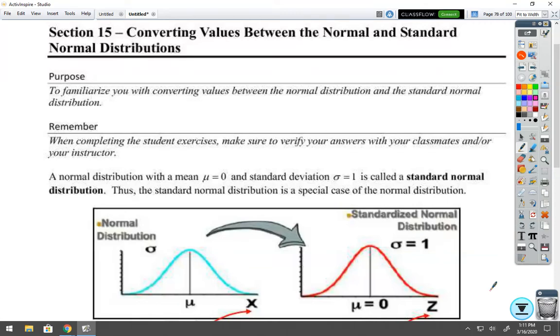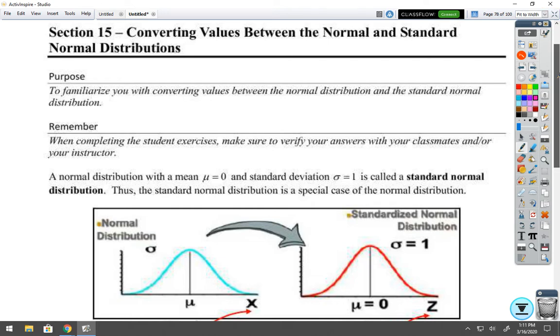Hello, Math068. We are on section 15. We are converting values between the normal and the standard normal distribution. All right, so what does that actually mean to us? A lot of mathematical jargon there for something that should be pretty easy.